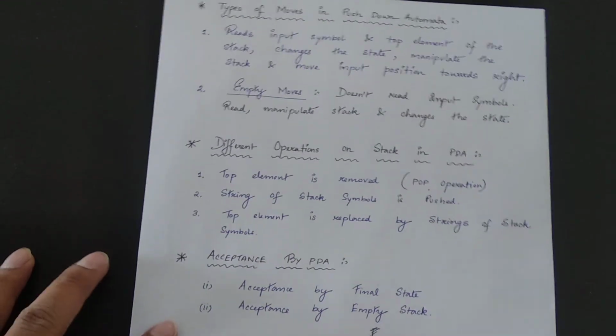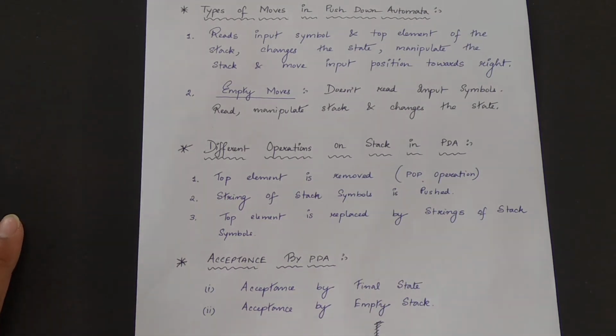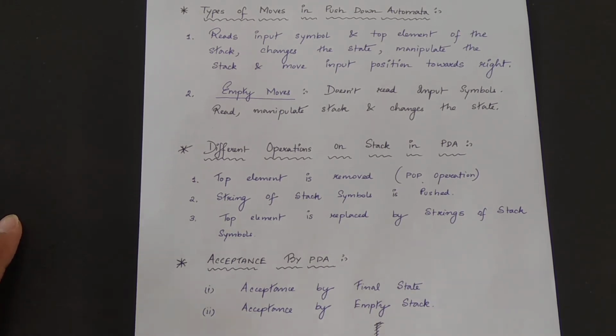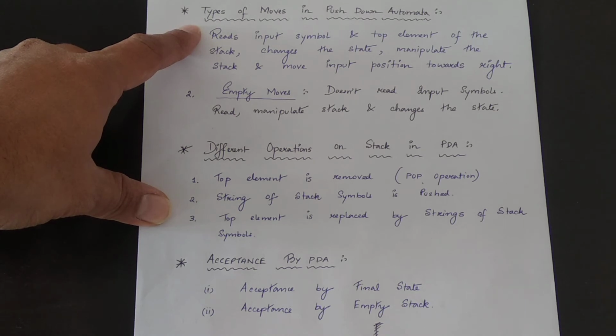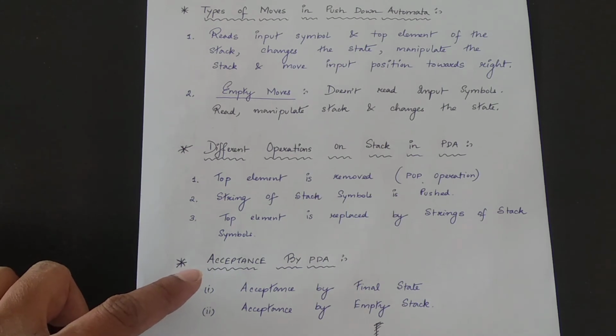So these three topics I have brought for you. First topic is types of moves. You might be getting some questions like this. You already have understood in the example that we did, but you should know the different types of ways of asking questions. One is types of moves in pushdown automata, one is different types of operations on stack in pushdown automata, and the third is acceptance by PDA.